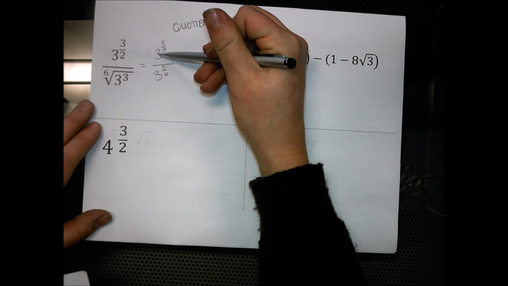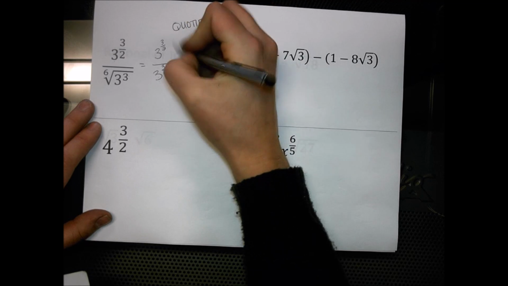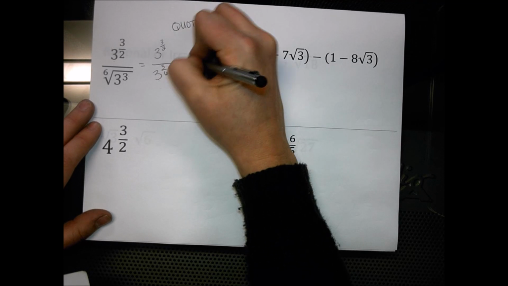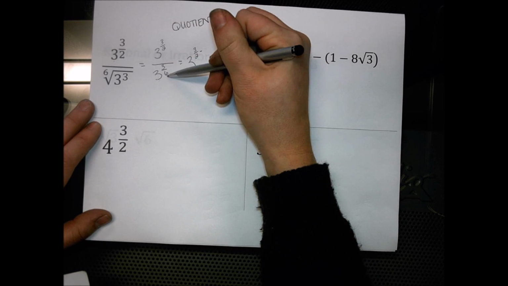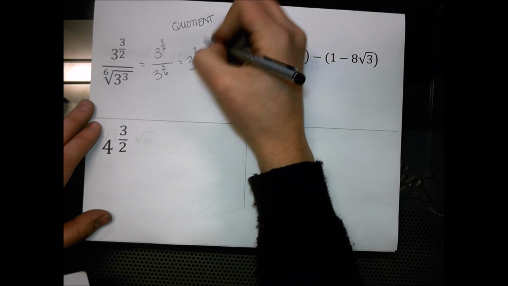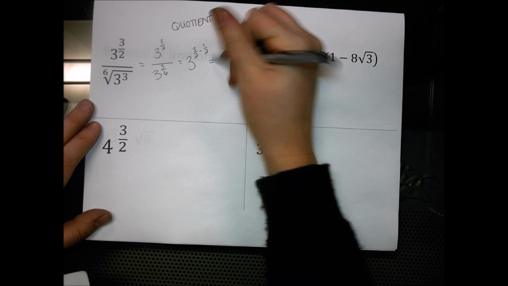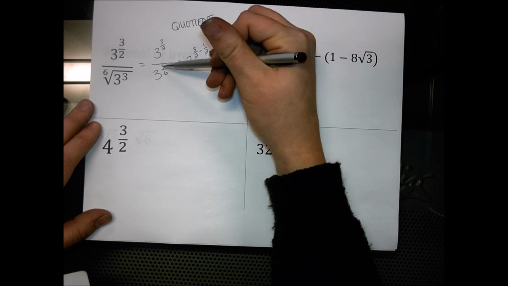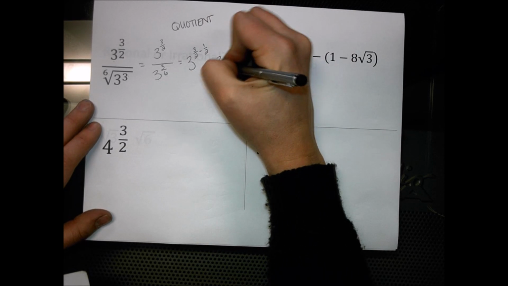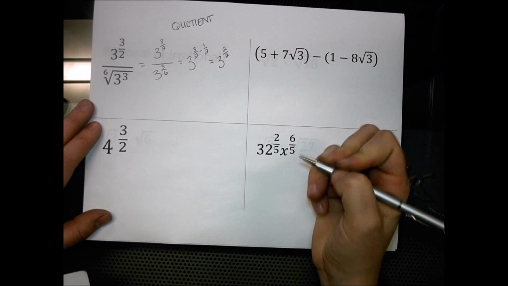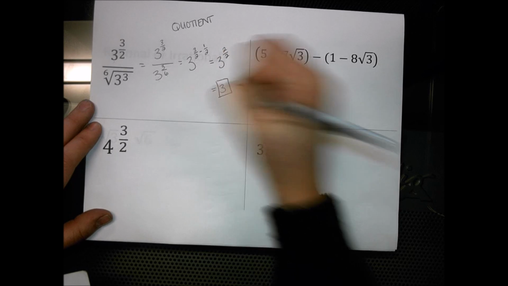And I know that if I have the same base, then the quotient rule, meaning something in the numerator and something in the denominator, means I subtract my exponents. So you have 3/2 minus 3/6. I'm going to reduce that to 1/2. Then that way I have common denominator. And I know 3/6 is the same as 1/2. So I subtract those and I get 3 to the 2/2, or 2/2, which is just equal to 1. So the answer here is 3.